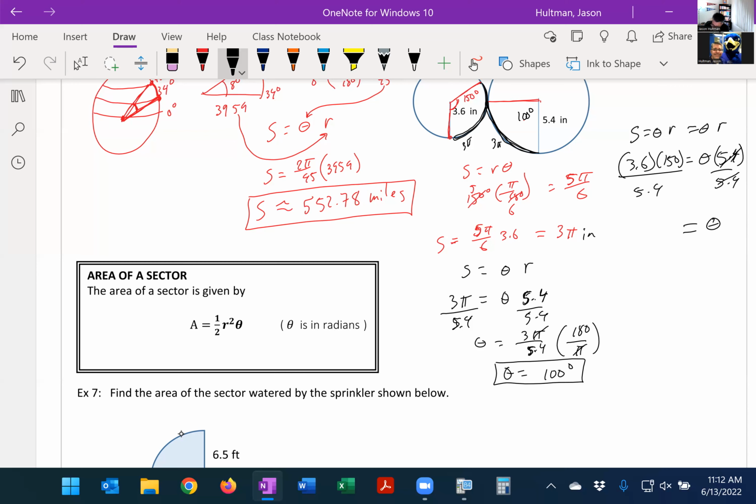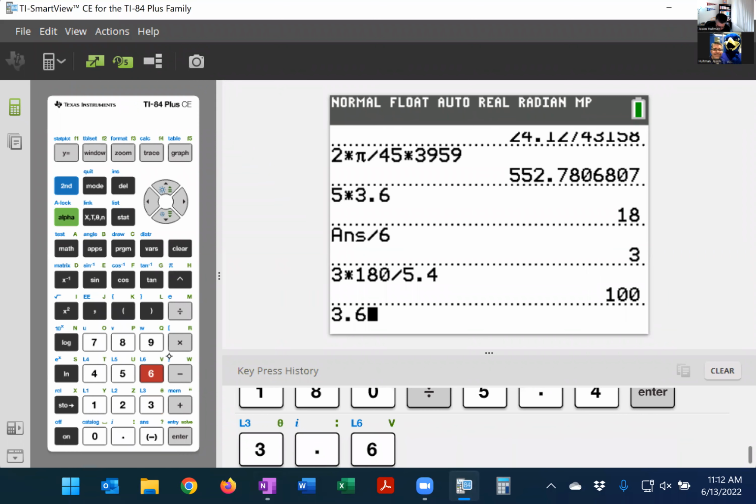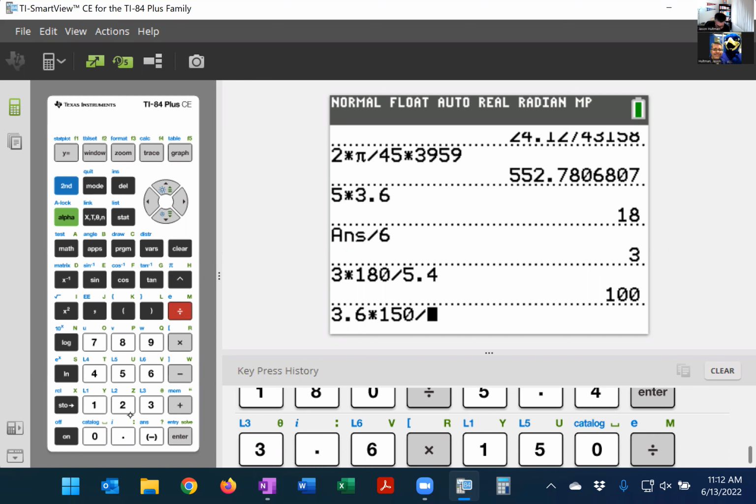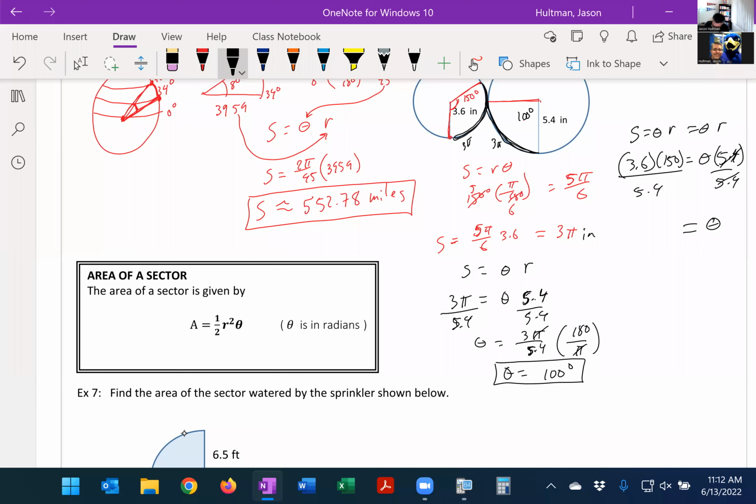And so we get 3.6 times 150, and then divide that by 5.4, and you'll see we do get 100. So we didn't have to convert to radians to go directly to the degree measure in the other one. Because it really is a proportion.